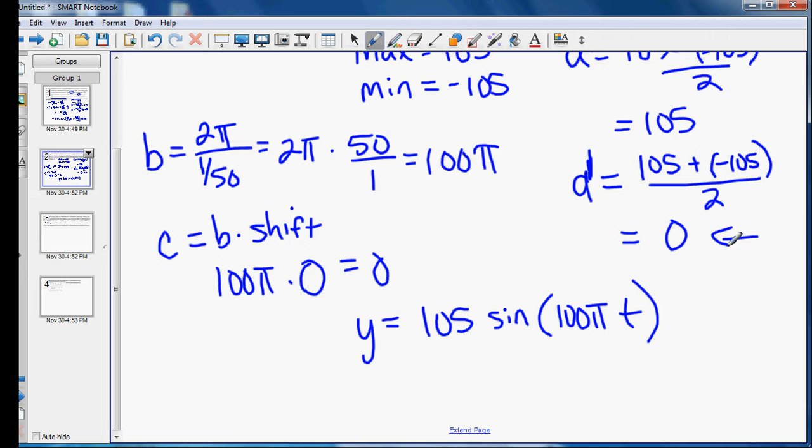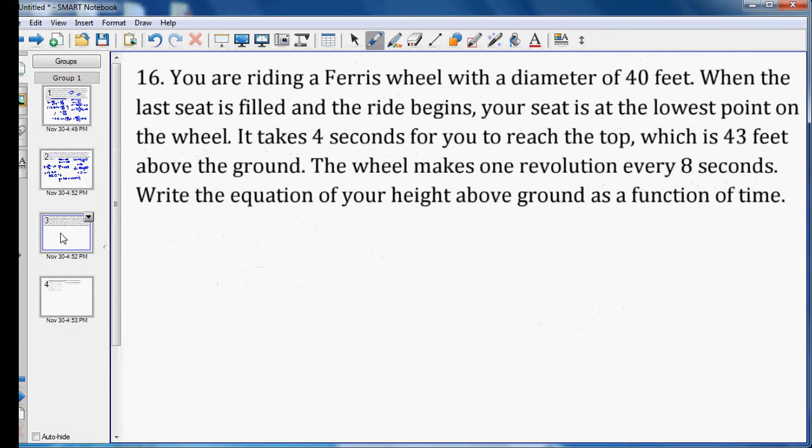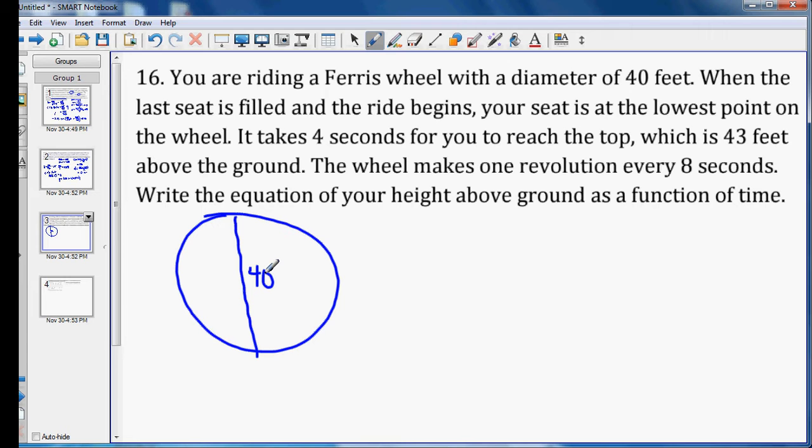Number 16. You are riding a Ferris wheel with a diameter of 40 feet. So notice, this one, unlike the one we had on that worksheet, is giving us the diameter. So all the way across is a distance of 40 feet. When the last seat is filled and the ride begins, your seat is at the lowest point on the wheel. So you're beginning down here at the minimum.